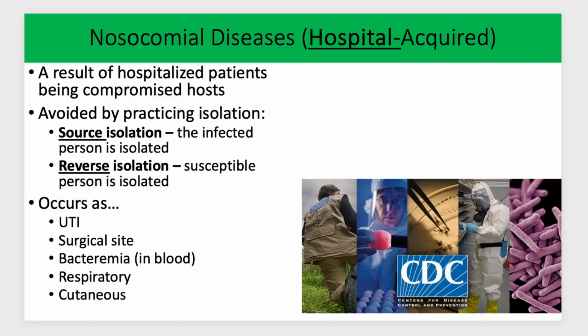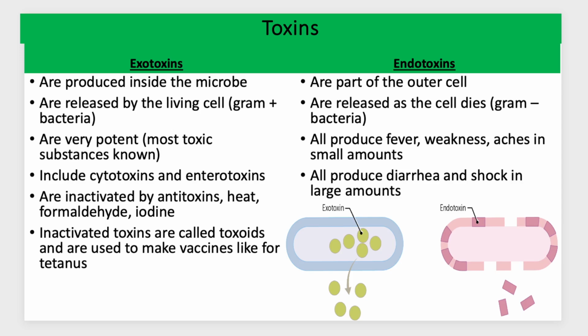For example, when my brother was going through chemotherapy, he was reverse isolated. He was susceptible to diseases in a hospital, so he had to be isolated, and there are special protocols to prevent infection for him. So it could occur as a UTI from a surgical site, bacteria in the blood, respiratory, or in the skin.